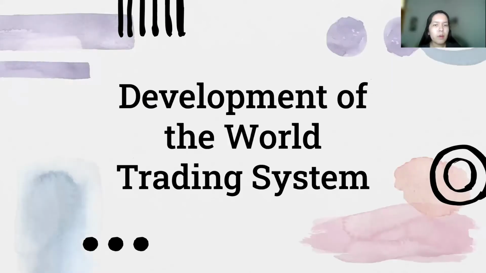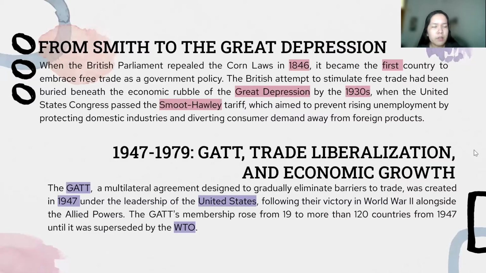Next, I will explain the development of the world trading system. First of all, from Smith to the Great Depression. The theoretical case for free trade dates to the late 18th century and the work of Adam Smith and David Ricardo. But when the British Parliament repealed the Corn Laws in 1846, it became the first country to embrace free trade as a government policy.